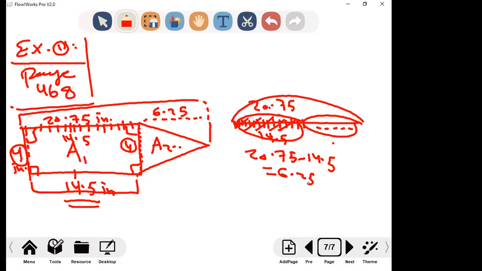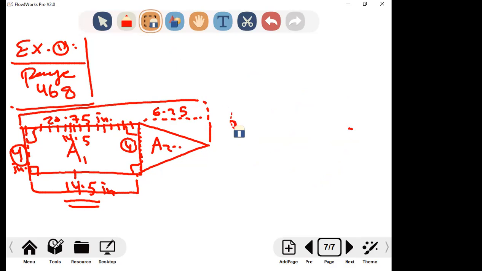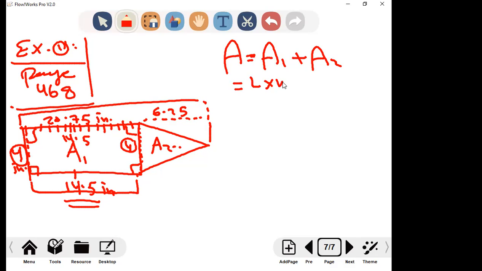Now we are ready to find the areas. There are two strategies. You can find each area alone, then you add the areas. Or from the first, you can say like this: the whole area A equals A1, which I call the area of the rectangle, plus A2, the area of the triangle. And write the formulas. For the rectangle, length multiply width, plus the area of the triangle, half, base, height, multiply them.